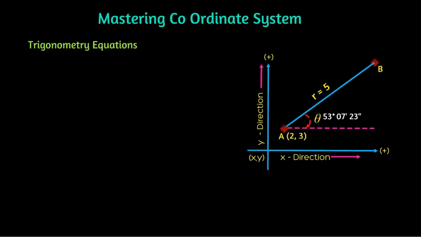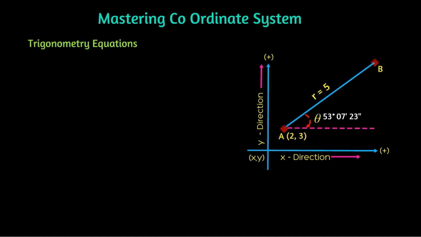There are some situations where surveyors get the angle and distance of new points from known points. In this situation, we shall know how to get the coordinates from the available information. Here in this graph, assume we have the distance as 5 between two coordinates and the angle between the 2 points is 53 degrees 7 minutes 23 seconds. Now let us see how to get the coordinates.